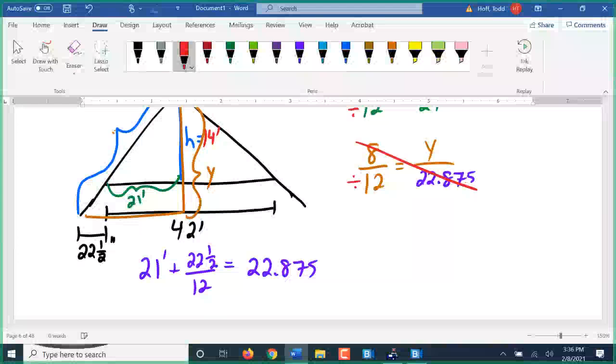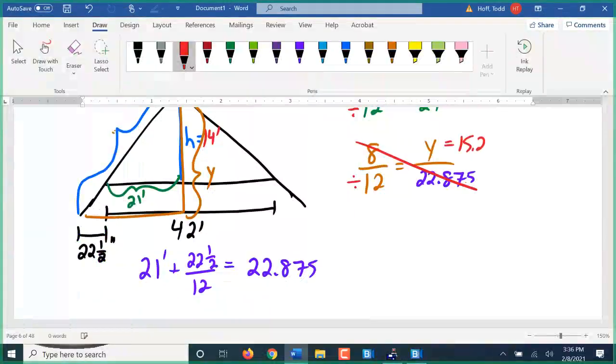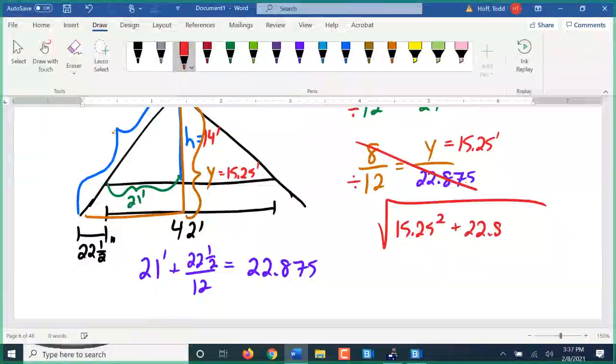So we cross multiply and divide there. The 22.875 times 8 divided by 12. We get 15.25 feet of height. So to find that top cord length, it's the square root of what? 15.25 squared plus 22.875 squared.